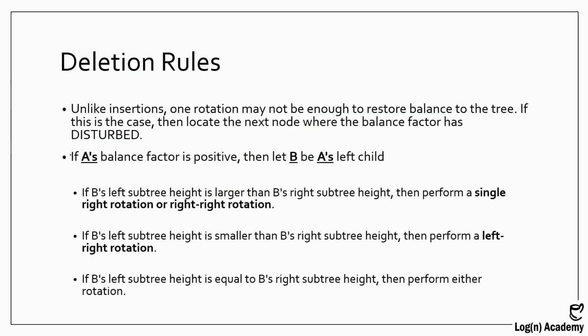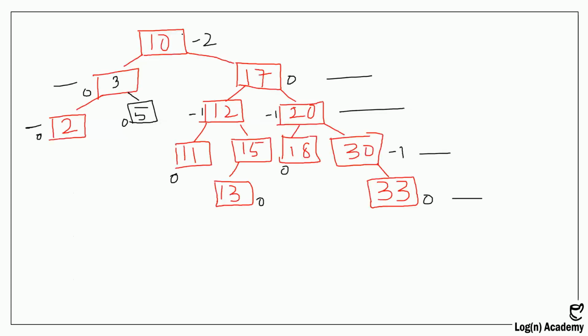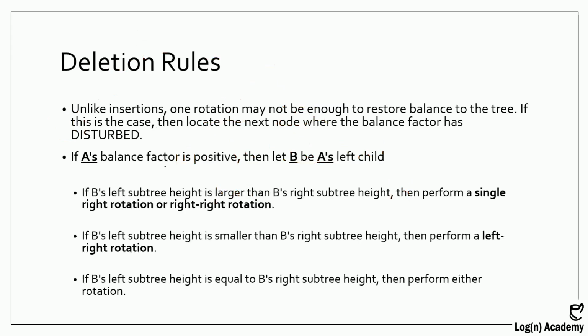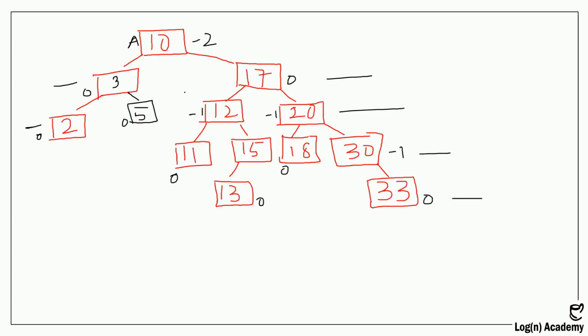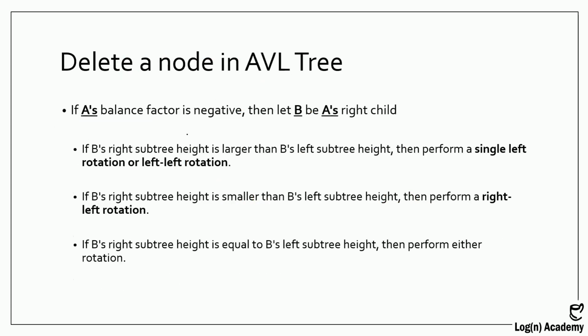So the first point is, unlike insertions, one rotation may not be enough to restore balance to the tree. If this is the case, then locate the next node where the balance factor has been disturbed. Now, if A's balance factor is positive... here, A is this one. The node A is 10 because this node's balance factor has been disturbed. But A is not positive, so A is negative.